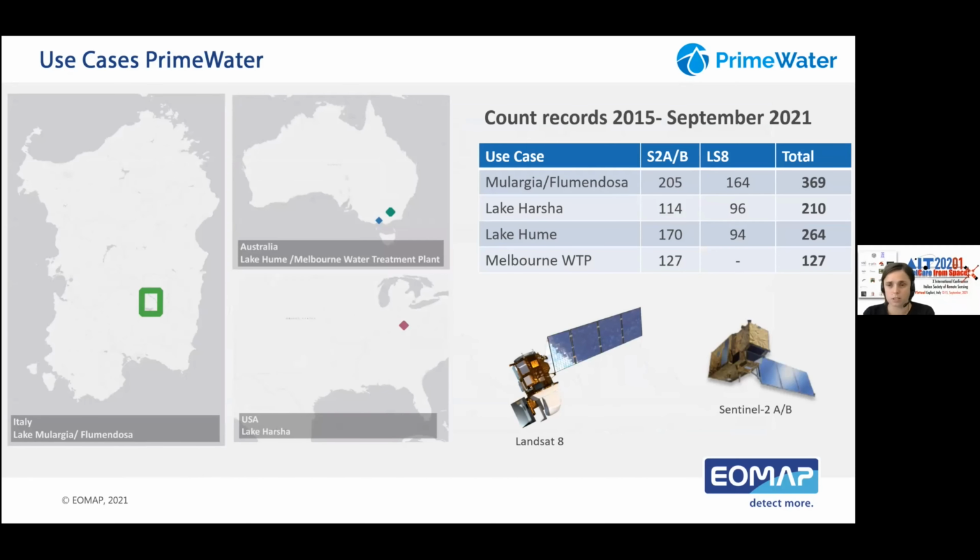In total, for example, for Mulargia, we have over 360 single records, so measurements of data for these two reservoirs. For Lake Harsha, we have 210, Lake Heege over 260, and a little less for the Melbourne water treatment plant because it's a very small pond system where you can only use the Sentinel-2 with the 10-meter resolution. We are focusing here on Landsat 8 and Sentinel-2 because the data is freely available from the raw level, and we can easily apply our algorithms.